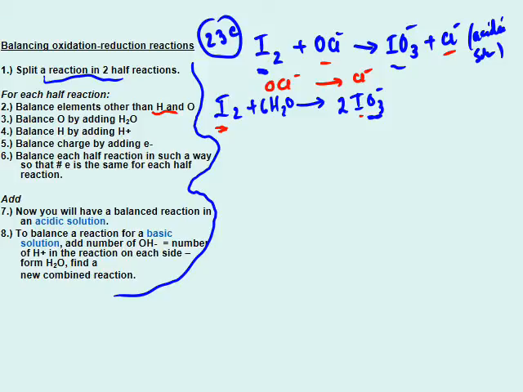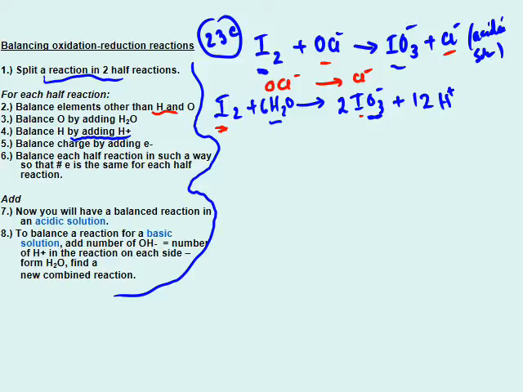Next rule is balance hydrogen by adding H+. I have 12 H on the left hand side, 6 times 2, that's 12. So I must have 12 H+. That's how you balance it. You have to strictly follow these rules for balancing. 12 H+ in order to balance hydrogen.